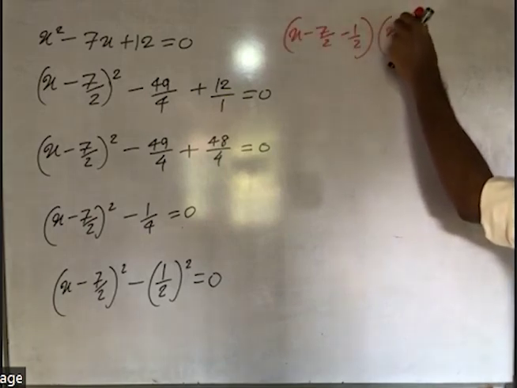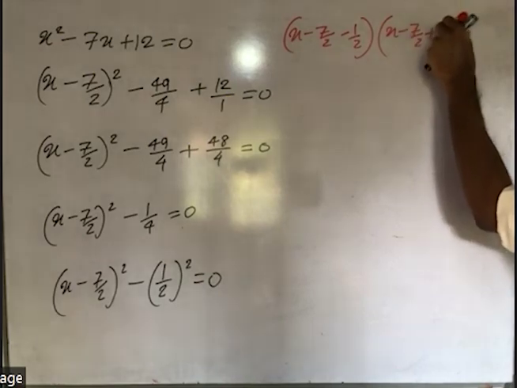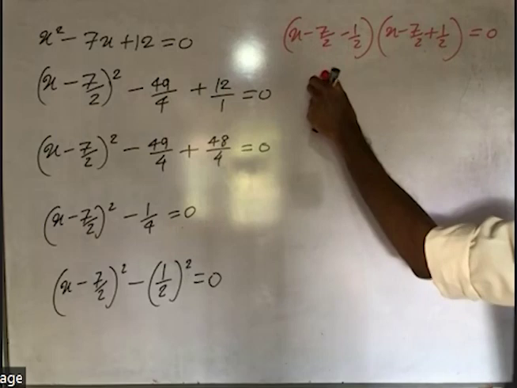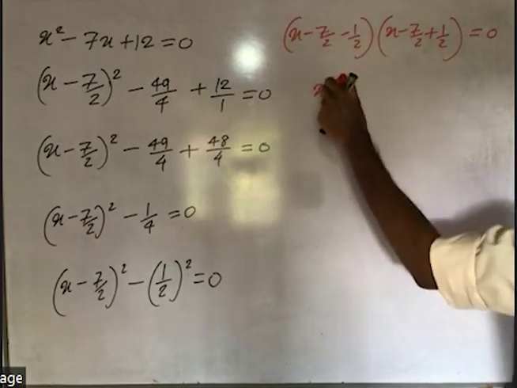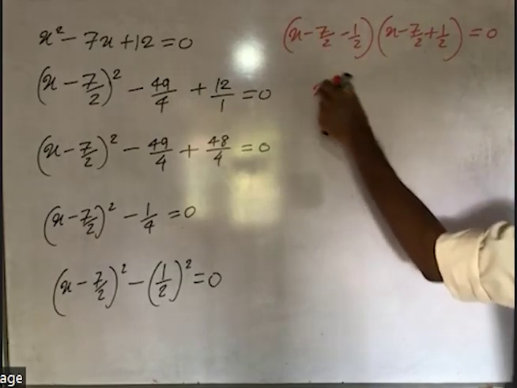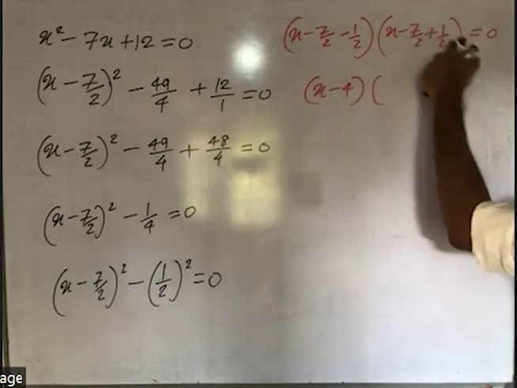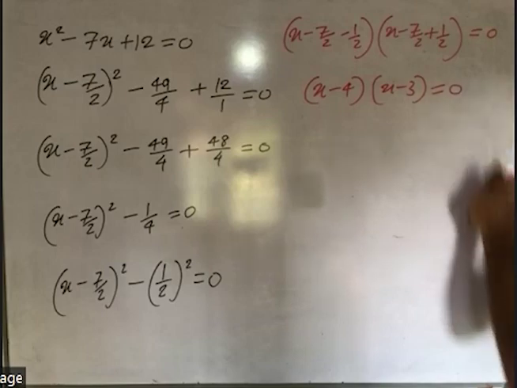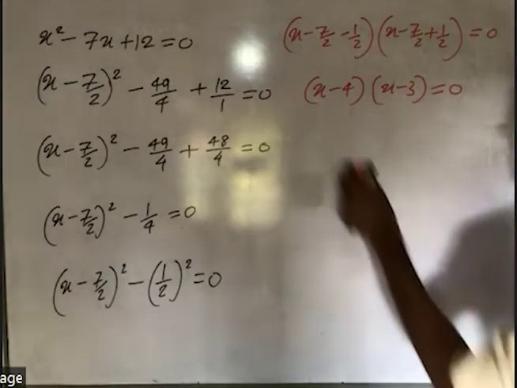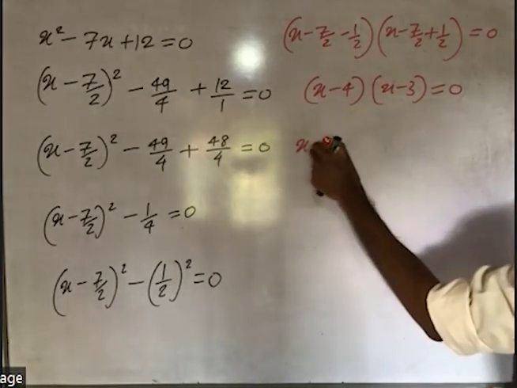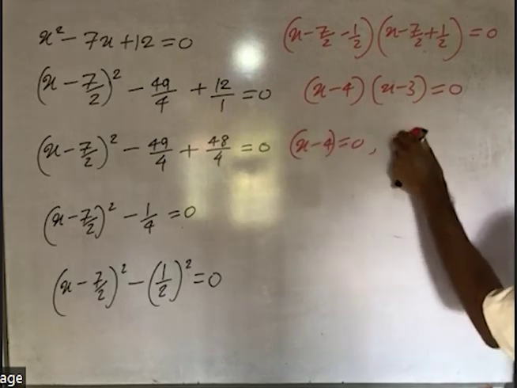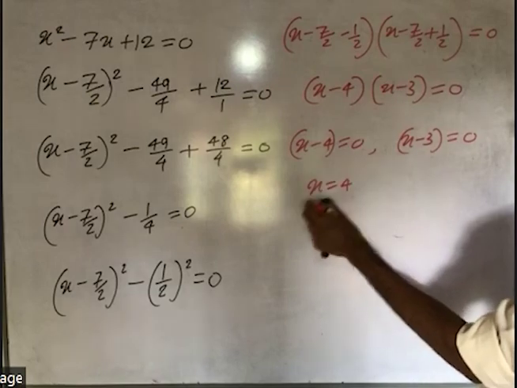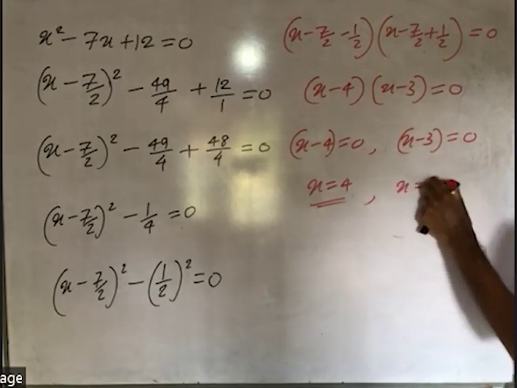Second factor: x minus 7 over 2 plus half equal to 0. So simplify this: x minus 7 minus 1, minus 8 over 2 means minus 4. Minus 7 plus 1 means minus 6 over 2, means minus 3, equal to 0. So if you separately equate these two factors to 0, x minus 4 equal to 0, x minus 3 equal to 0. That means x equal to 4, x equal to 3.